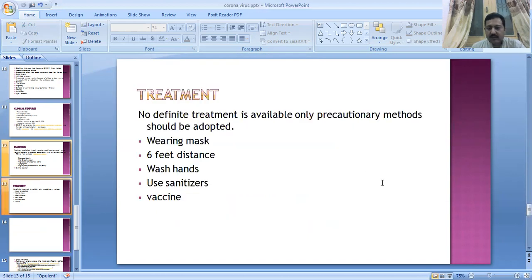The last slide is the treatment. There is no definite treatment available for the coronavirus, but precautionary methods are used. The precautionary methods are wearing a mask, keeping 6 feet distance from personal contact, washing hands multiple times, use of sanitizer, and vaccine. So these are the precautionary methods by which we can protect ourselves from the deadly virus.